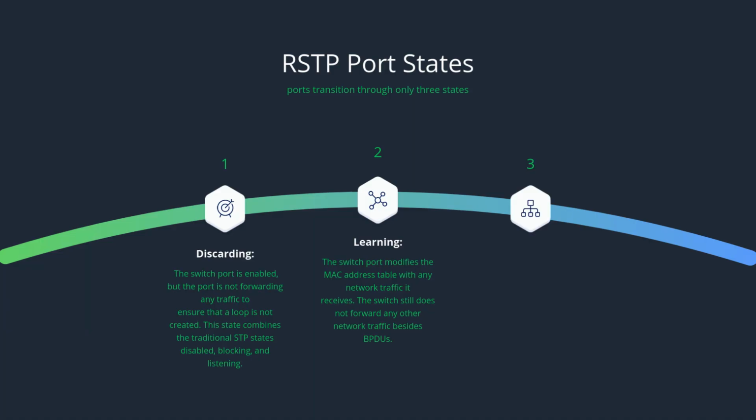State 3, forwarding. This is the final state for a switch port. The port forwards all network traffic and updates the MAC address table as expected. This is the normal operational state you want your ports to be in. Notice how we went from 5 states in traditional STP to just 3 in RSTP. This simplification is part of what makes RSTP so much faster.